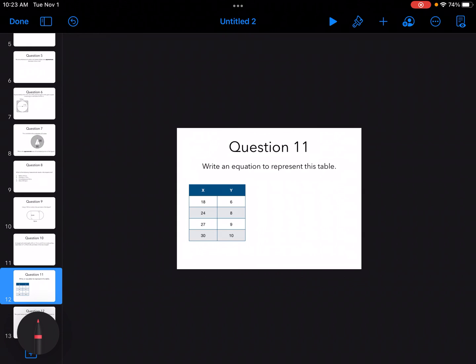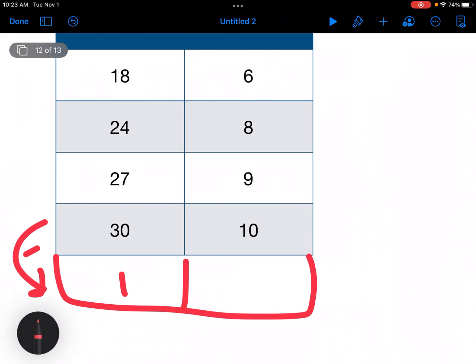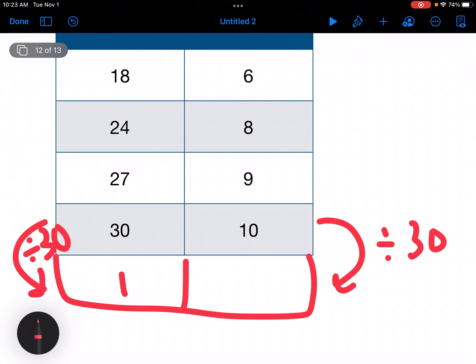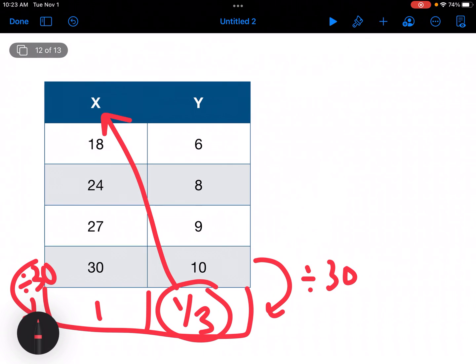All right, write an equation that would represent this table. Well, usually x is 1. So I'm going to divide by 30. Divide by 30. So 10 divided by 30 is 1/3. So 1/3 x equals y.